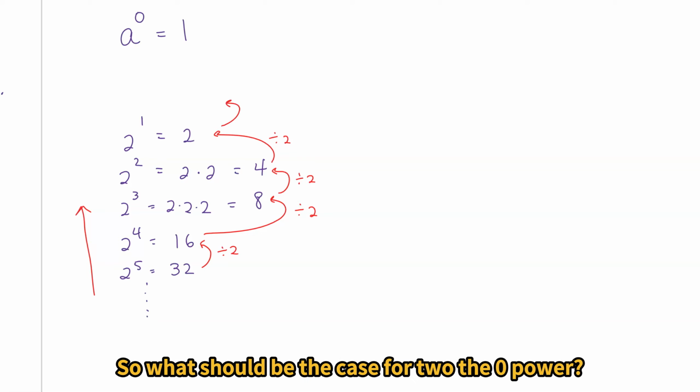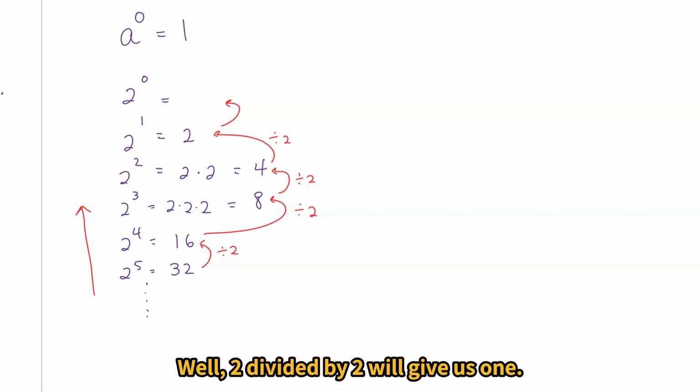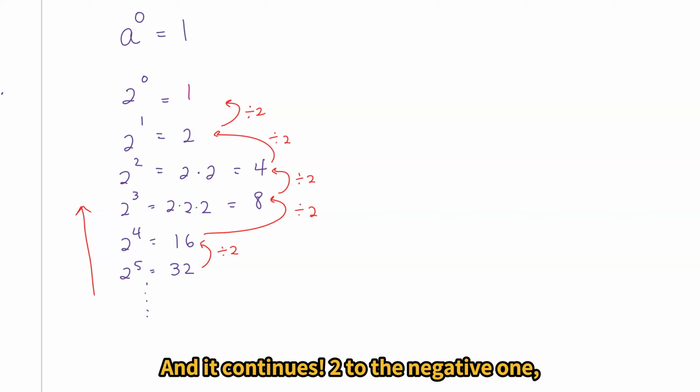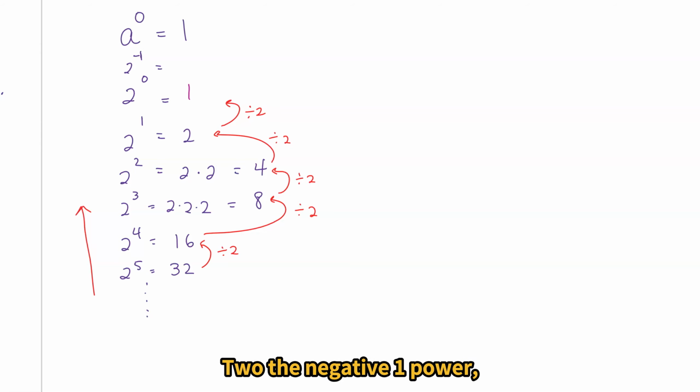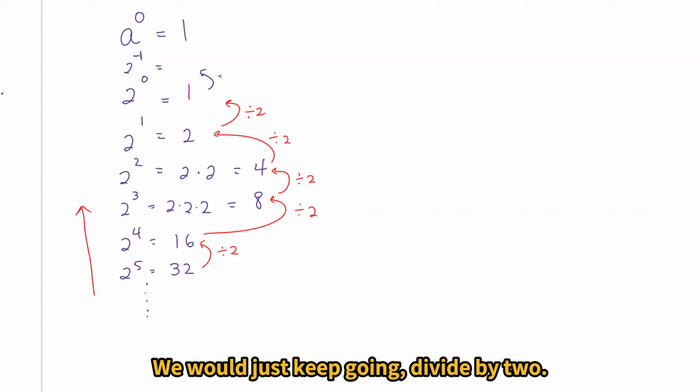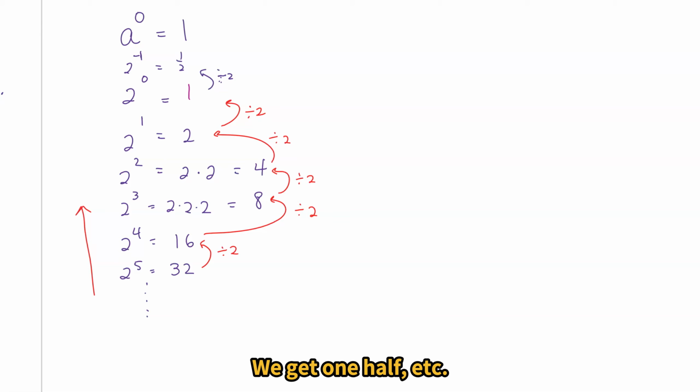So what should be the case for 2 to the 0 power? Well, 2 divided by 2 will give us 1. And it continues. 2 to the negative 1, we can talk about negative exponents. 2 to the negative 1 power, we would just keep going. Divide by 2. We get 1/2, etc. We can keep going.